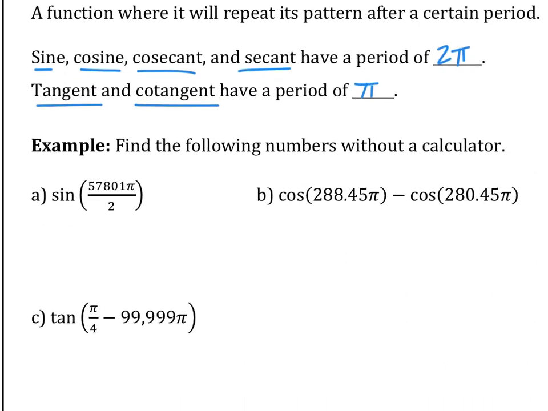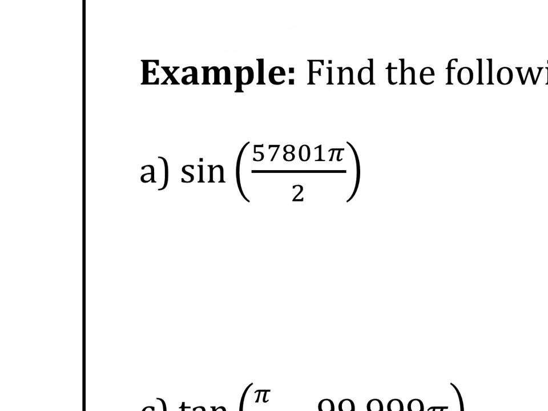Okay, you're going to find the following without a calculator. That looks crazy. Okay, the way to do this is knowing that it has a period. Sine repeats itself every 2 pi, so whatever this number is after 2 pi, it's the same number. We're just trying to see how many 2 pi's there are so we can get rid of them, and then figure out what the actual number is inside the unit circle. Does that make sense?